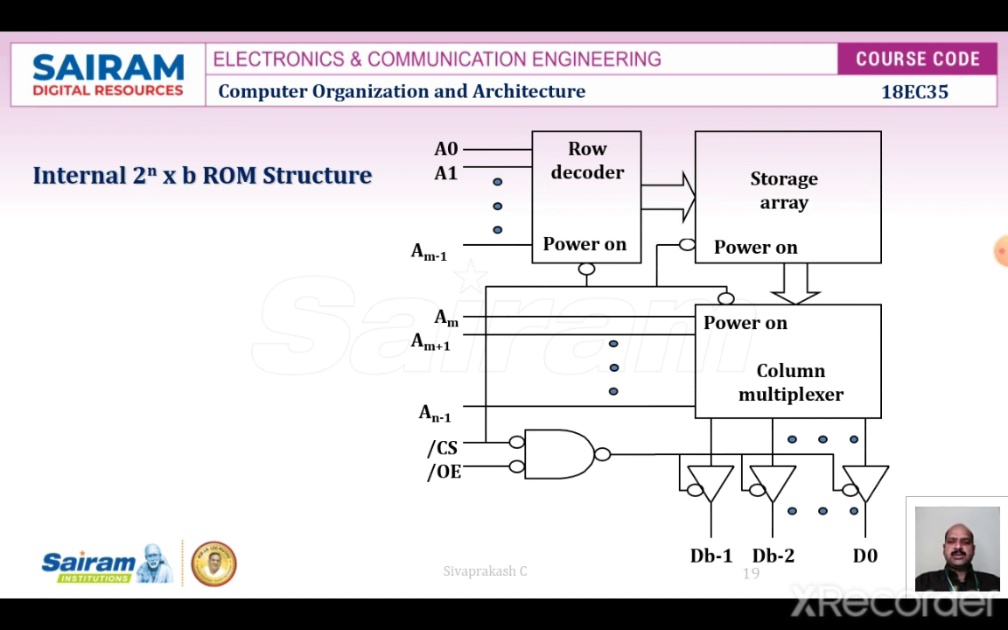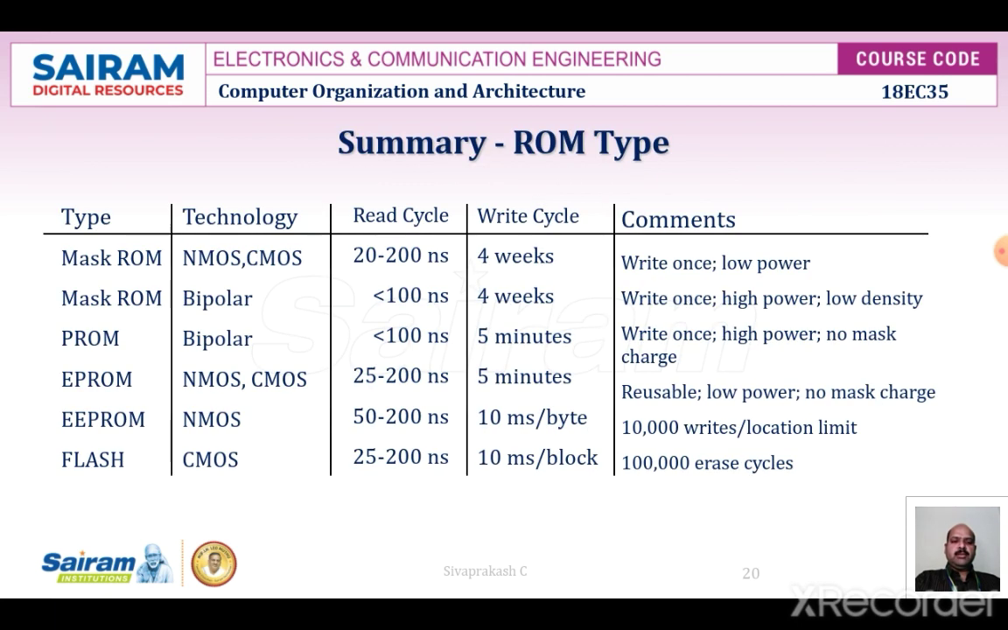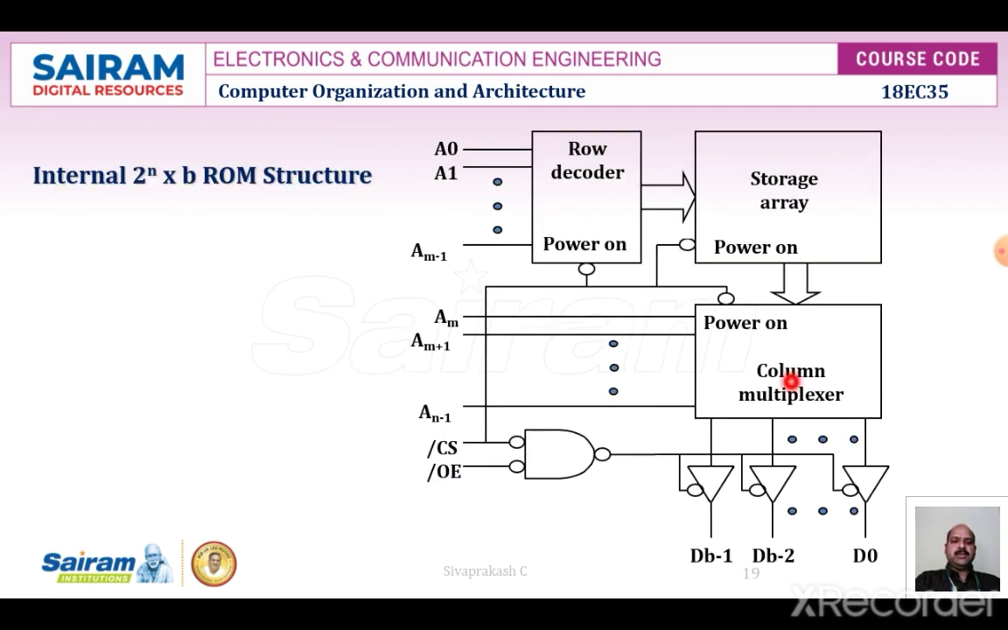So we are going to discuss the 2 to the power of n cross b ROM structure. So 2 to the power of n decides the number of input address lines. So if you say that A0, A1 to A n minus 1 lines will be present, which is going to be connected to a ROM decoder. Through that, it's going to be storing to the storage array. And chip select and enable pins are going to be present over there with a column multiplexer. With a column multiplexer, we are going to take the output from D0 to D of b minus 1.